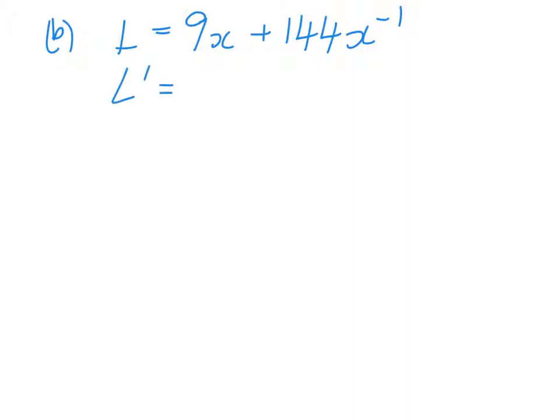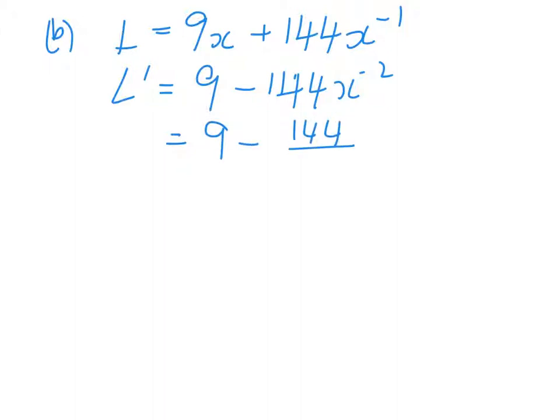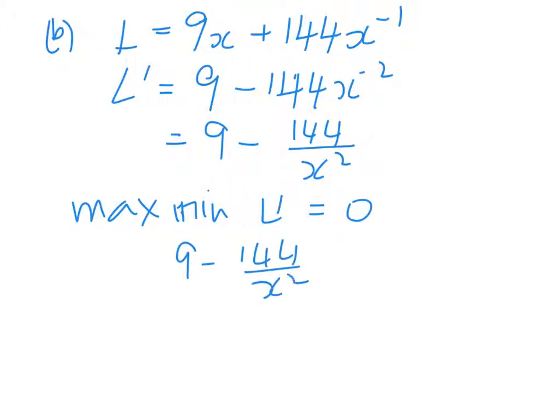Second part of the question, B, find the value of x that minimises this. So we need to take our formula that we just found, 9x plus, now instead of writing it as 144 over x, I'm going to write it as 144x to the minus 1. And we need to differentiate that, so find L dashed: 9 minus 144x to the minus 2, which is 9 minus 144 over x squared. For maximum or minimum, this L dashed has to equal 0. So 9 minus 144 over x squared is 0. So x squared must be 36. So x must be 6.